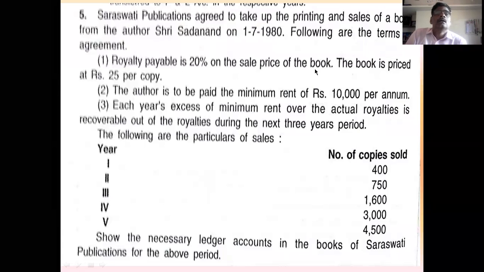Okay. Now we see example number 5 from the M.B. Kakkol book. Saraswati Book Publications agreed to take up the printing and sale of a book from the author Sri Sadanand. Saraswati Publications means they are the publishers. Sadanand is the author. Saraswati Publications is the publisher.